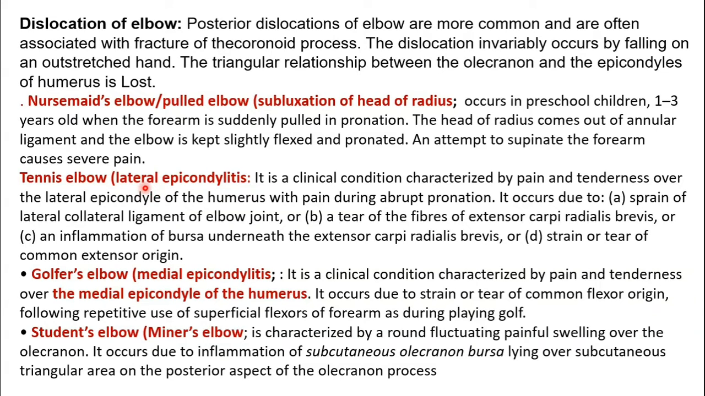The other name is lateral epicondylitis, meaning inflammation of the lateral epicondyle. So the tenderness or pain in the lateral epicondyle during pronation occurs due to which ligament attached on the lateral side? The lateral collateral ligament of the elbow. Laterally, which bone is present? The radial, meaning the radial collateral ligament, and tear of the fibers of extensor carpi radialis brevis, which is attached radially.